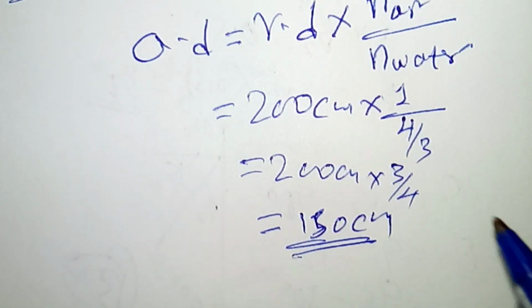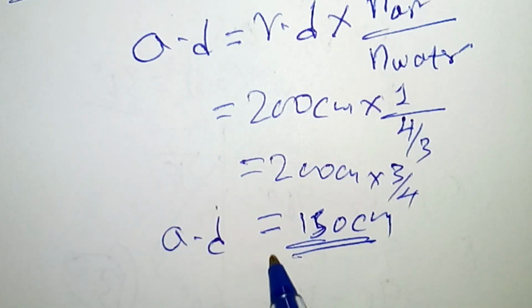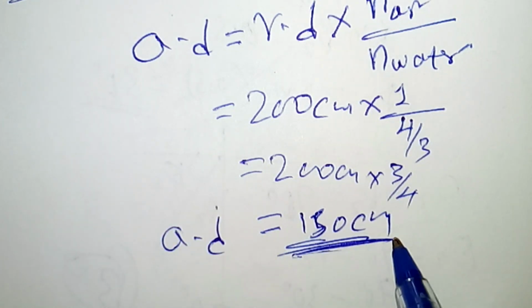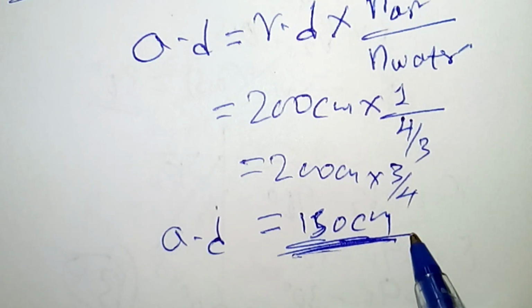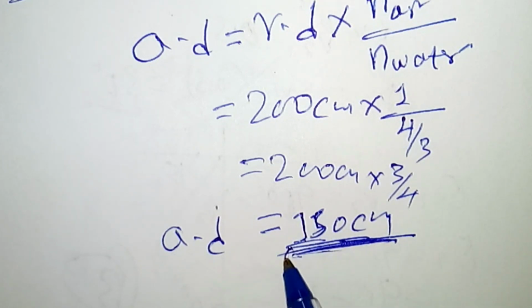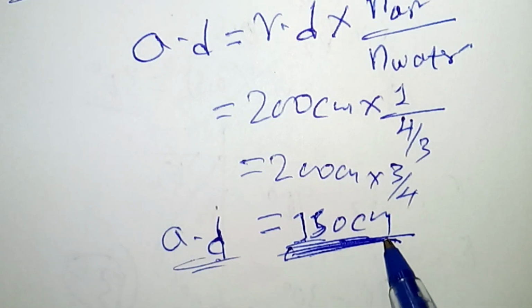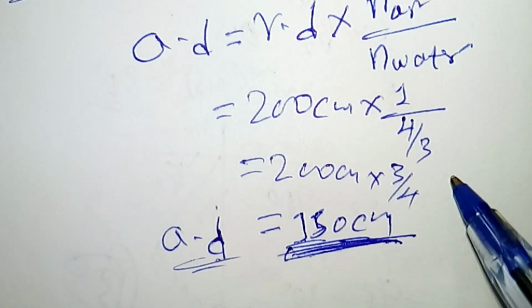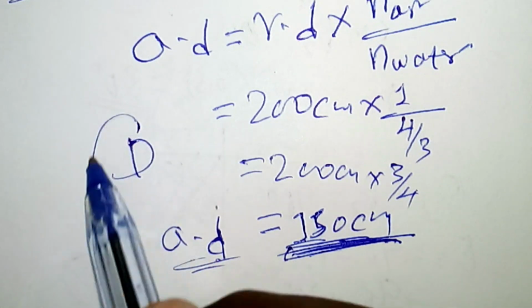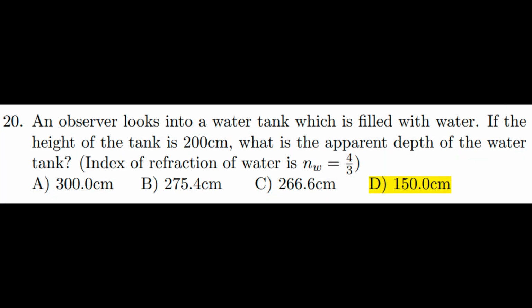So the object looks like it is at a distance of 150 centimeter from the top of the water, or from the surface of the water. So the apparent depth of the object is 150 centimeters. So the correct answer is alternative D.